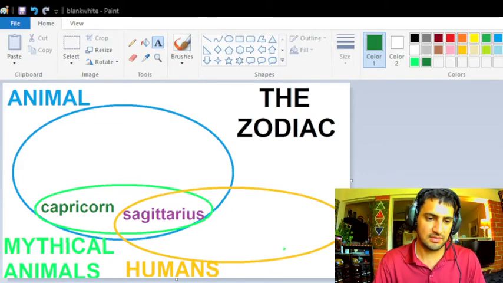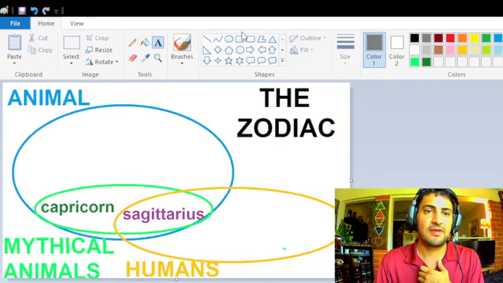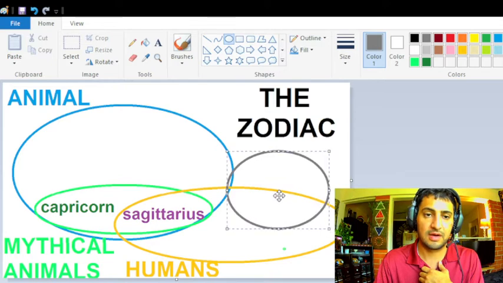Okay, but I want to add another category to this Venn diagram here. So let's see here. Yeah, let's get some gray going on. Let's add another circle, and we're gonna do objects.